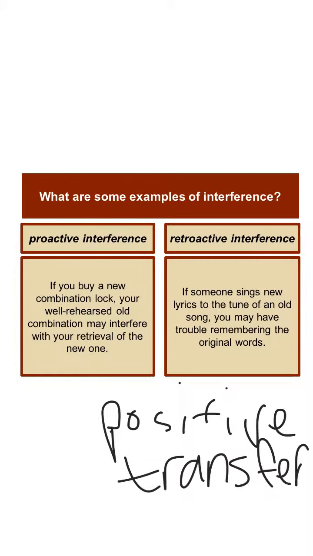And positive transfer reminds us that old and new information do not always collide. Sometimes it's actually a positive phenomenon. So again, positive transfer refers to this idea that old and new learning do not always have to compete with each other. Positive transfer occurs when previously learned information facilitates our learning of new information. I'll repeat that. Previously learned information facilitates the learning of new information.